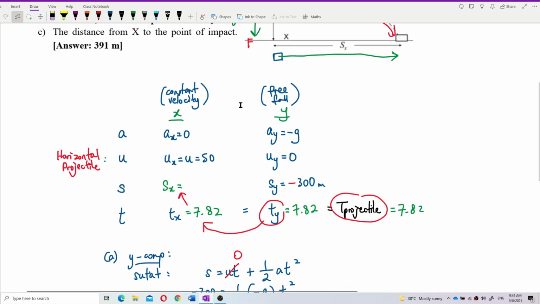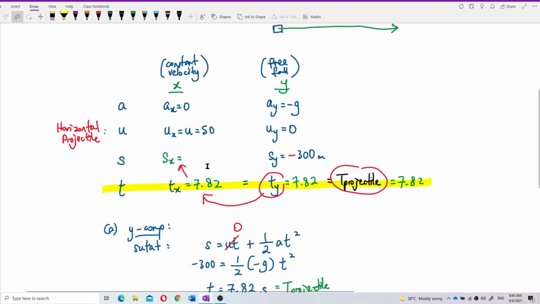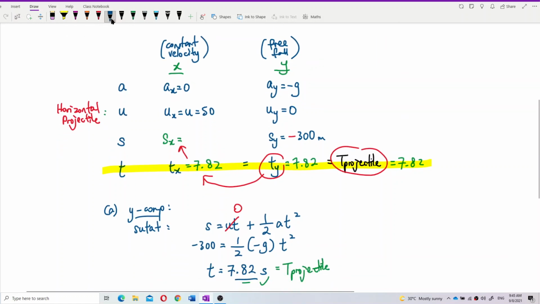We always link between the two components, between the x component and y component, by using the time. You understand? By using the time. So from one component we get the time first, and then that time can be used in the other component, which is the x component, to find the missing value. Understand? We also later on can find, if the question asks about a final velocity, the final velocity for x and final velocity for y.